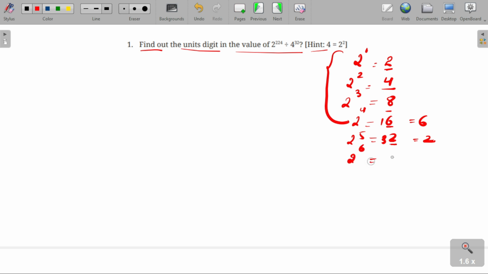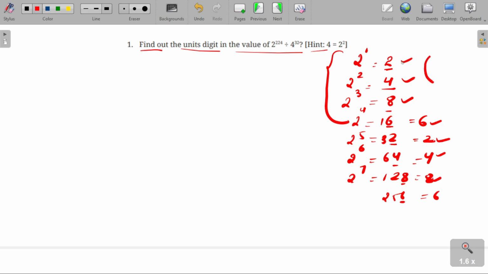2 raised to 6 is 64, last digit 4. 2 raised to 7 is 128, and the last digit is 8. So can you see the pattern here? 2, 4, 8, 6, 2, 4, 8, and the next one, 256, will have 6. So it is a cycle. That means when you have powers of 2, you will have at the units place 2, 4, 8, and 6. Hope this is clear to you. This thing you need to remember.